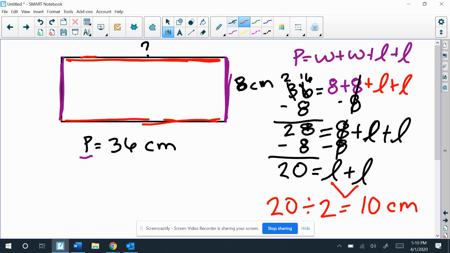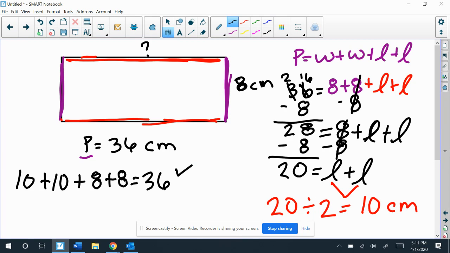Let's double check. If it is 10 centimeters, I have 10 plus 10 plus 8 and 8. Well, 10 add 10 is 20, plus 8 more equals 28, and 8 more equals 36. So this is correct. My answer is 10 centimeters.